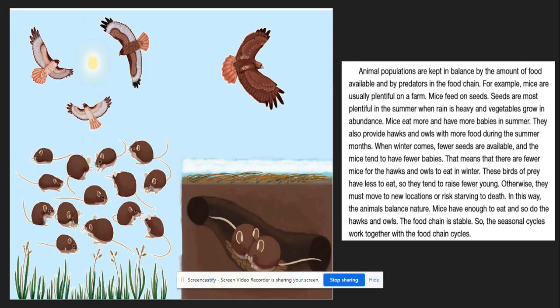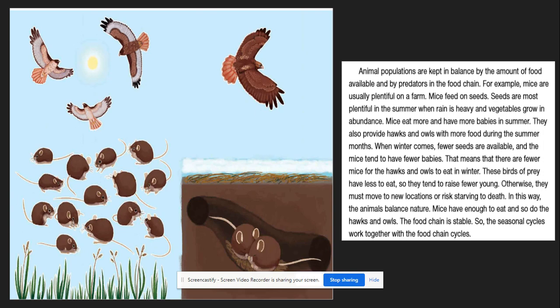And animal populations are kept in balance by the amount of food available and by the predators in the food chain. For example, mice are usually plentiful on a farm. Mice feed on seeds. Seeds are most plentiful in the summer when rain is heavy and the vegetables grow in abundance. Mice eat more and have more babies in the summer. They also provide hawks and owls with more food during the summer months than in the winter months.